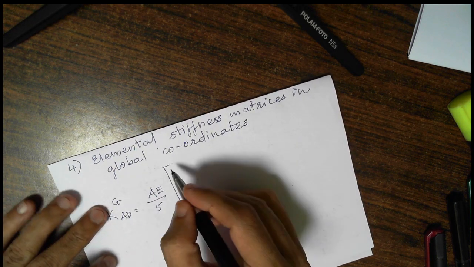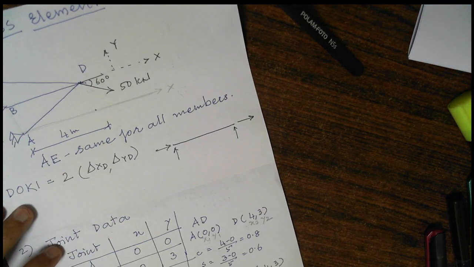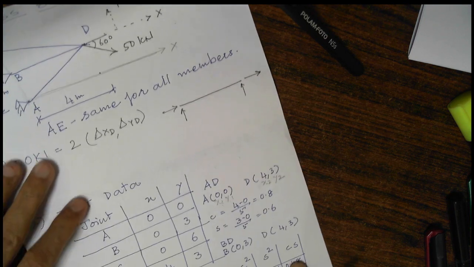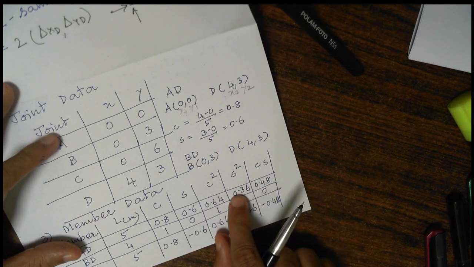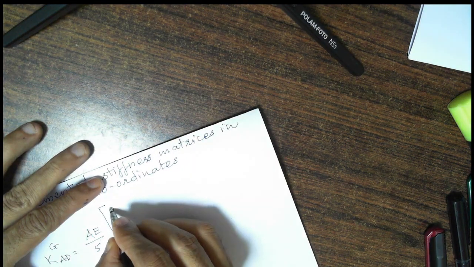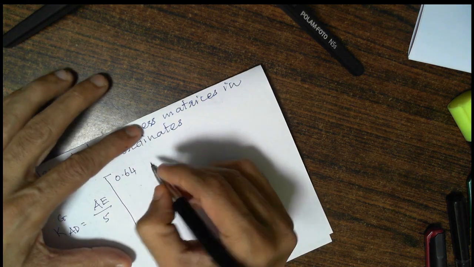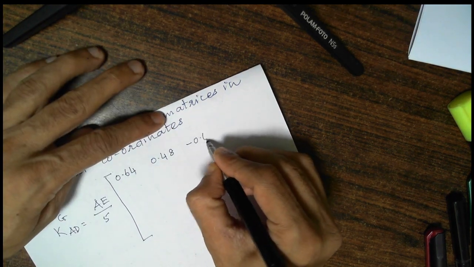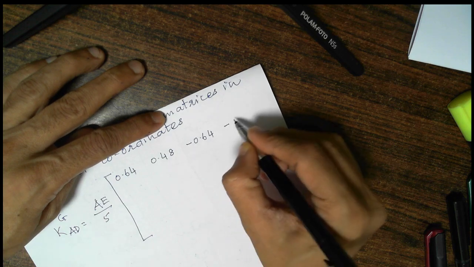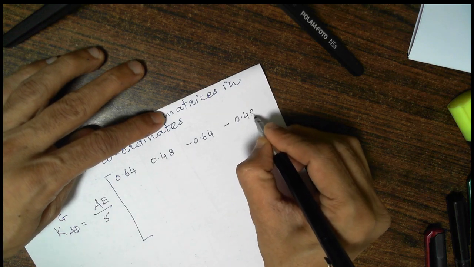Inside the bracket, C square. Now I know the value of C square: C square is 0.64, CS is 0.48, and S square is 0.36. So I am writing it: C square 0.64, CS 0.48, minus C square minus 0.64, minus CS minus 0.48.